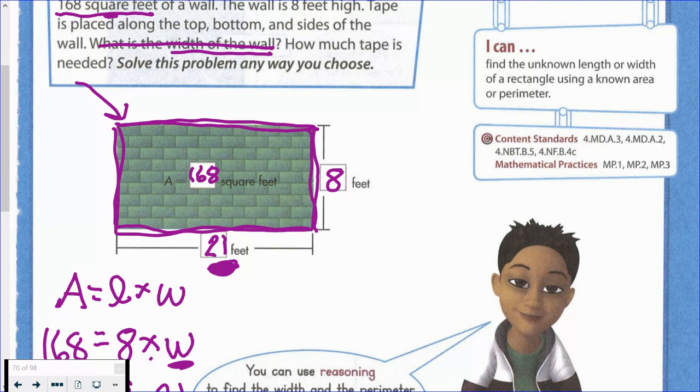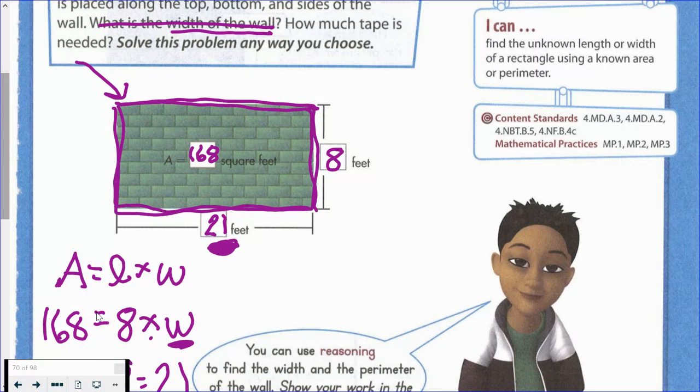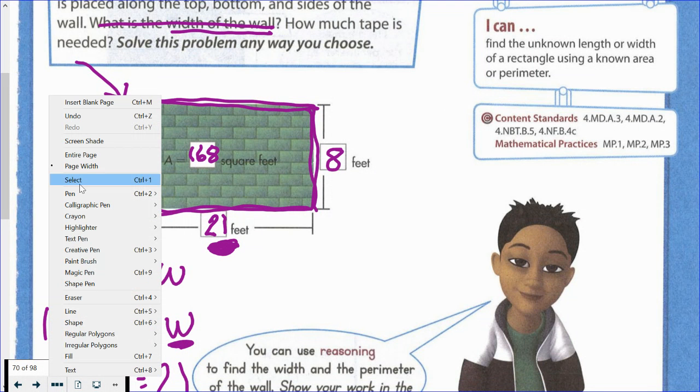So when you think about the questions that we were asked, we just figured out this first question. So now, how much tape is needed? So we're now trying to figure out how much tape would it take to go around the whole thing. Well, what we're being asked to figure out this time is actually the perimeter.